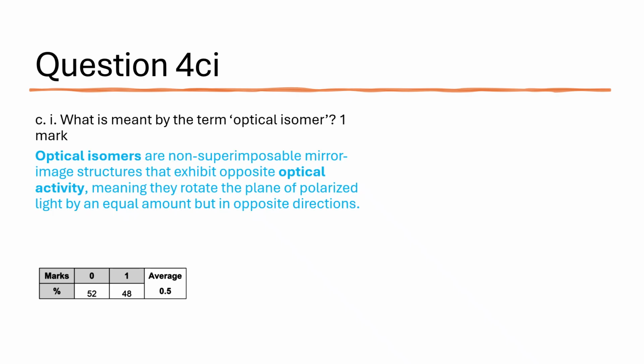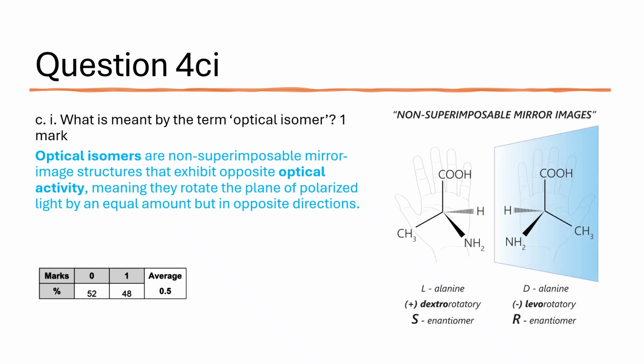Optical isomers are non-superimposable mirror image structures that exhibit opposite optical activity, meaning they rotate the plane of polarized light by an equal amount, but in opposite directions.